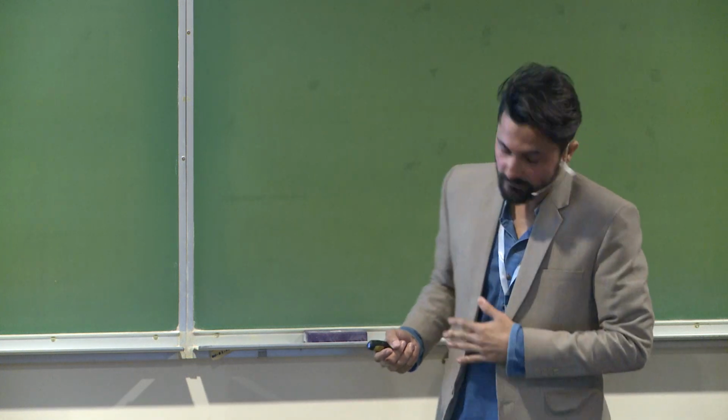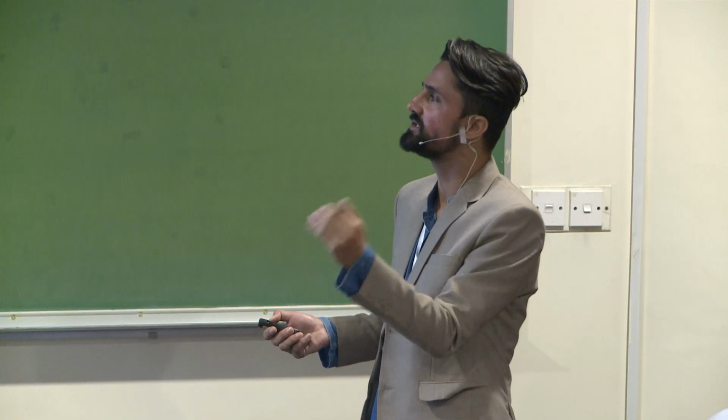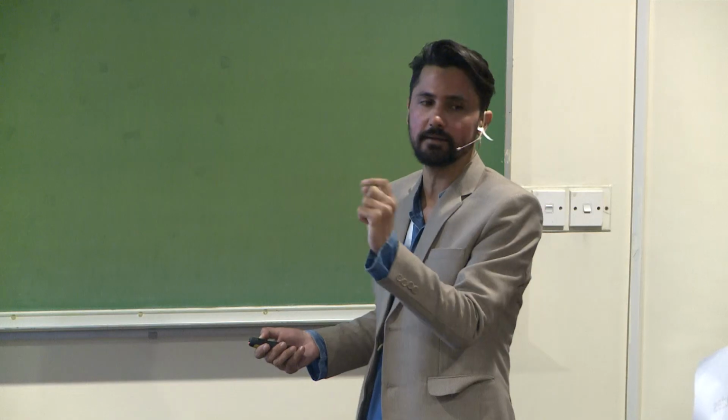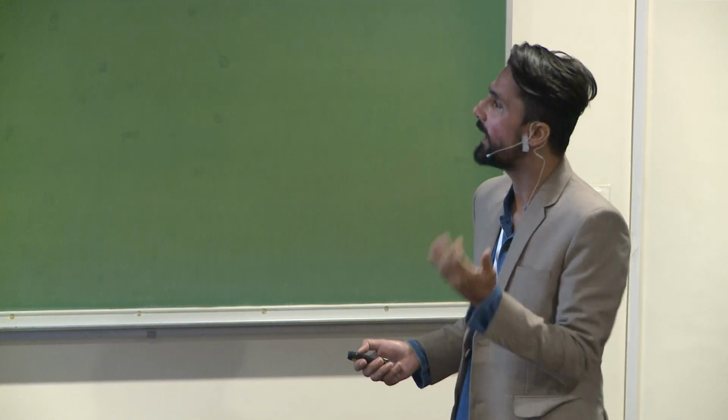So methodology: at the firm level, what we do is perform a panel ordered logit regression of growth in firm profit margin and how it impacts the firm concentration level. So we look at whether the increase in profit margin changes the chances of a firm falling into a certain concentration class. And then at the country level, we execute a fixed effect regression to see if the capital to labor income ratio impacts income inequality.